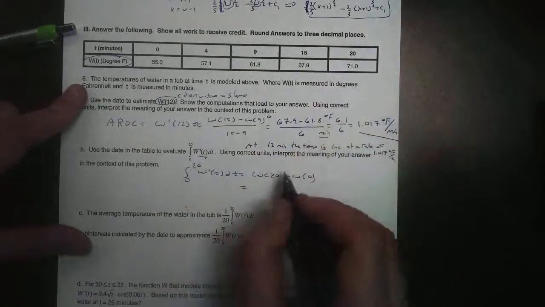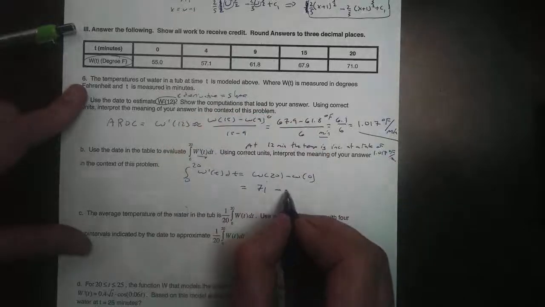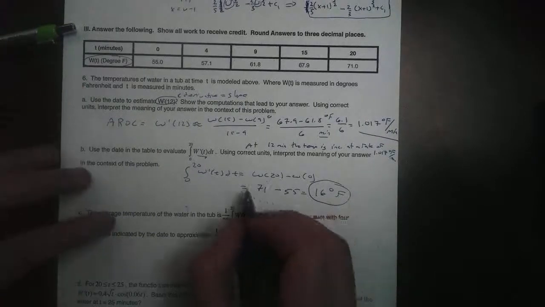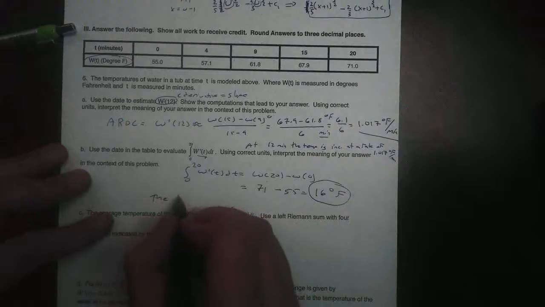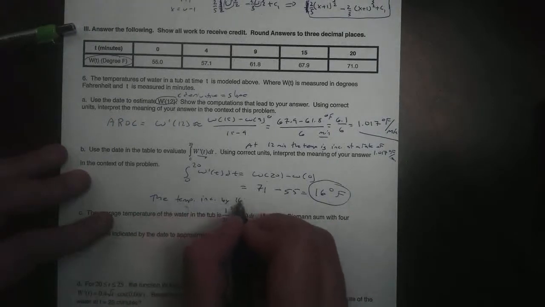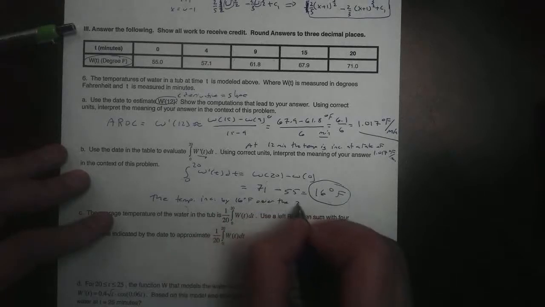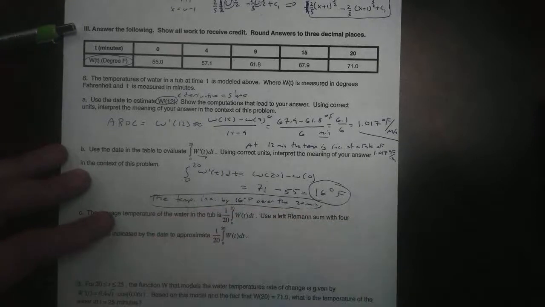At 20, the value is 71. At 0, the value is 55. So that's 16 degrees Fahrenheit. So what does it mean in terms of the problem? It says that the temperature increased by 16 degrees Fahrenheit over the 20 minutes. And that's what we would write.